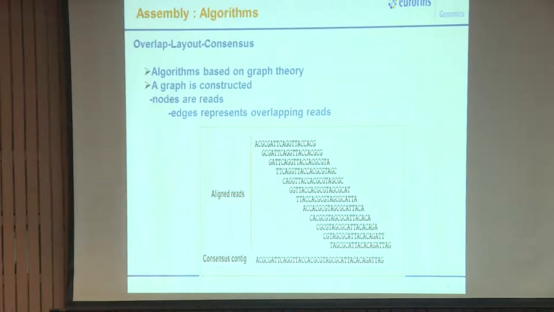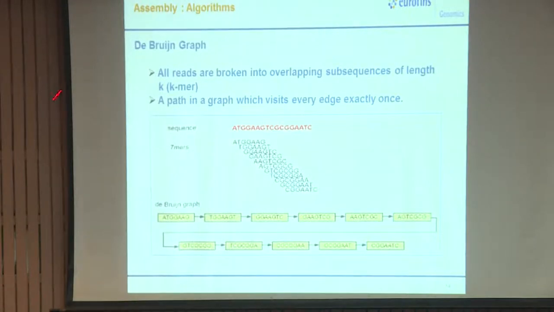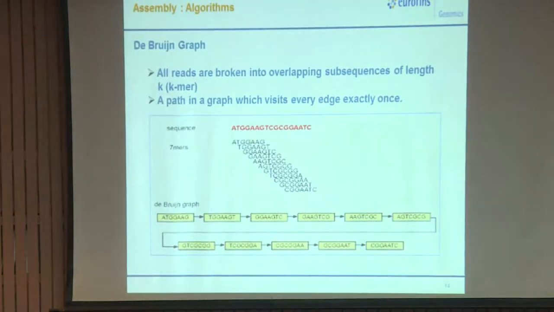This is one of the methods. Another method is the de Bruijn graph. Most of your assemblers will be working on this algorithm. In this, the raw read is assigned a k-mer length. A k-mer is nothing but a small sequence length.